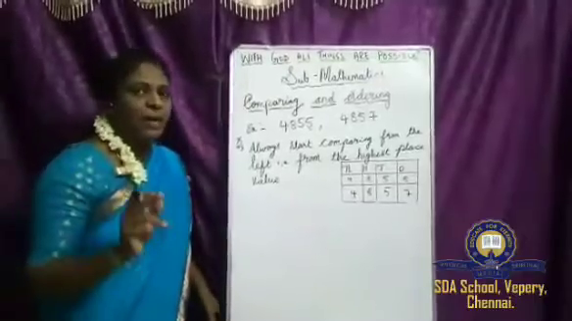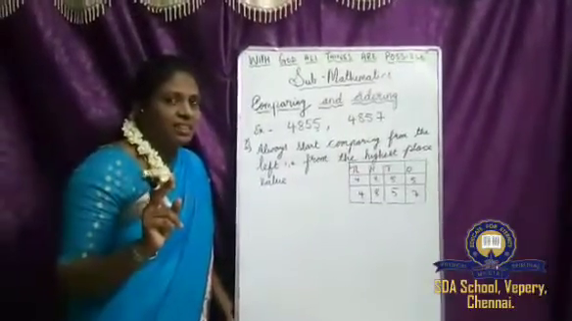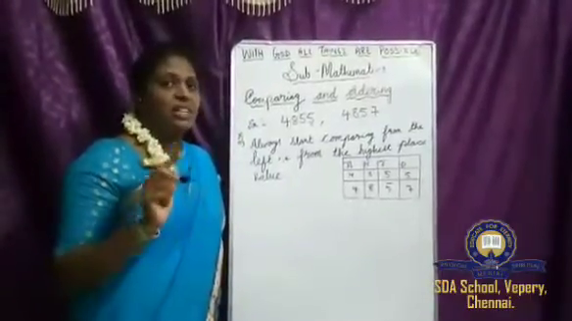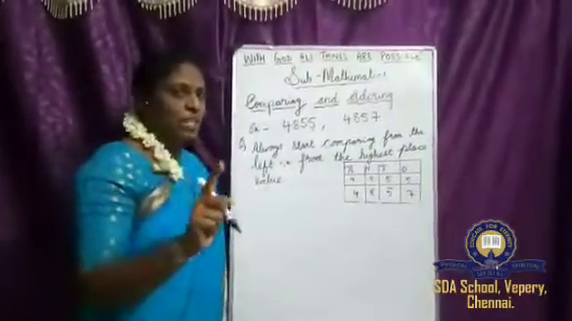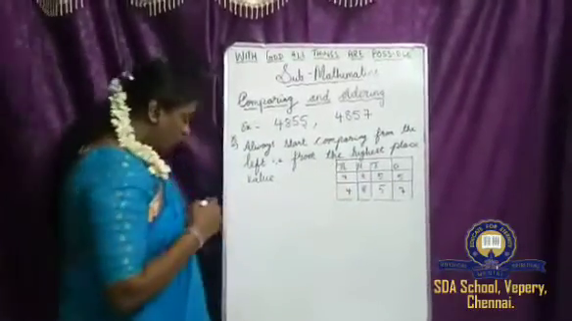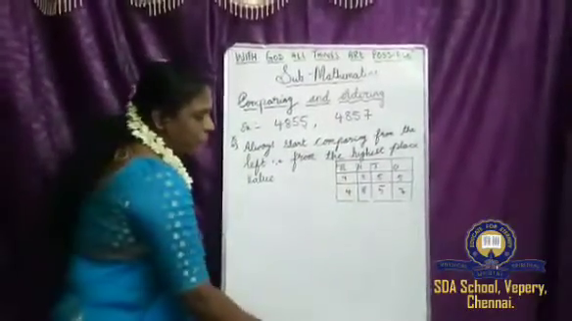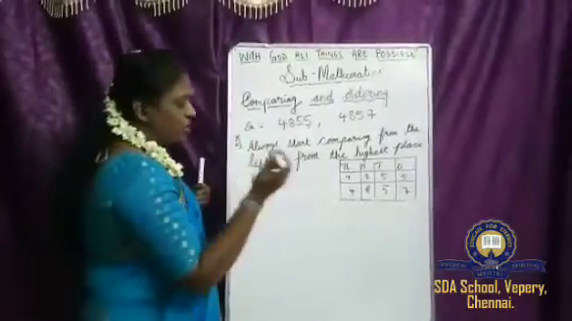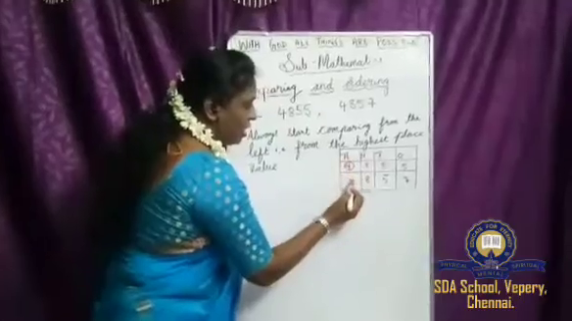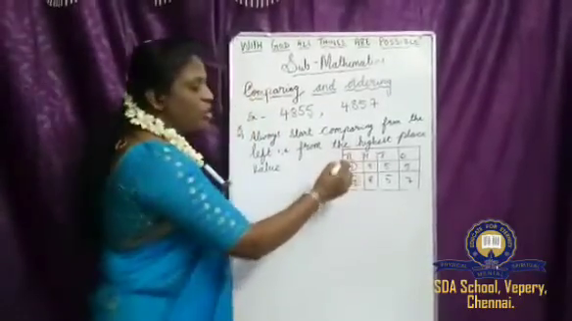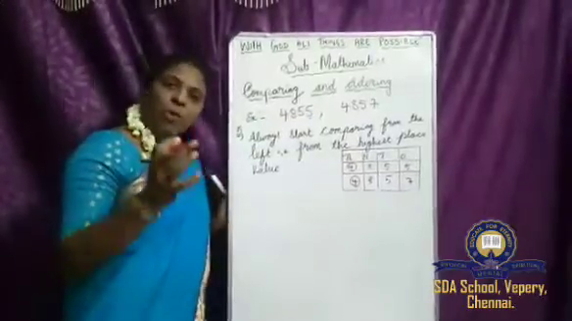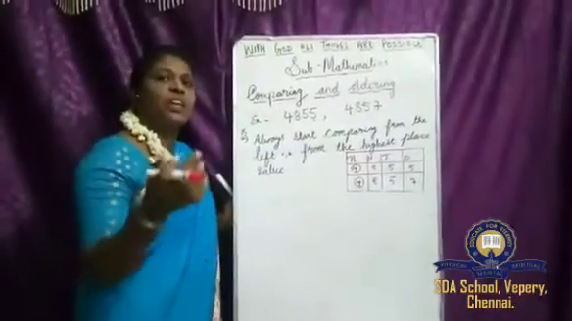Now compare from which side? Children, which side? Yes, from the left side, that is, from the highest place value. Here, which is the highest place value? Thousands. Okay, now let's compare. Here we have 4000 and 4000. So which is highest? Both are equal. So what can we do?